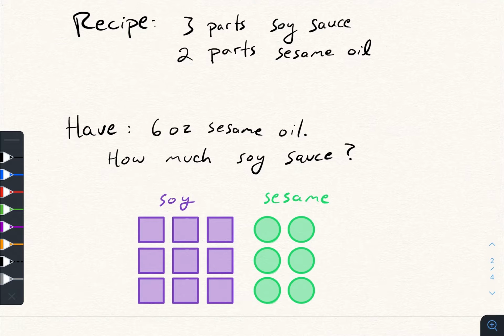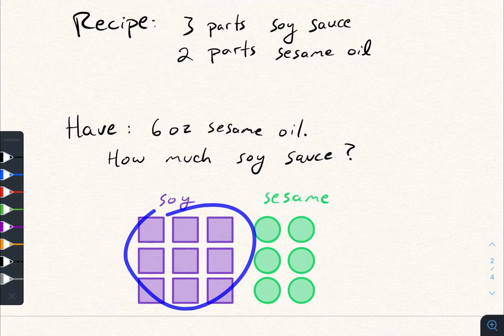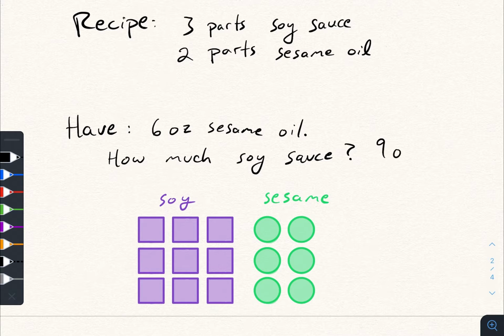So the picture looks a little bit weird, but here 1 ounce is representing the size of everything here. The parts don't really look equal, but we do want to assume that they actually are equal, that they're all 1 ounce. So we would need 9 ounces of soy sauce that way.